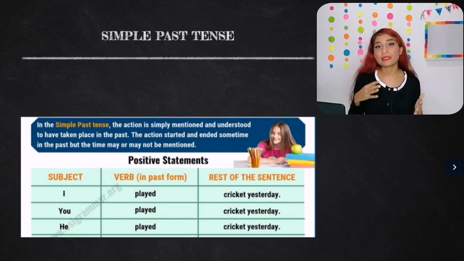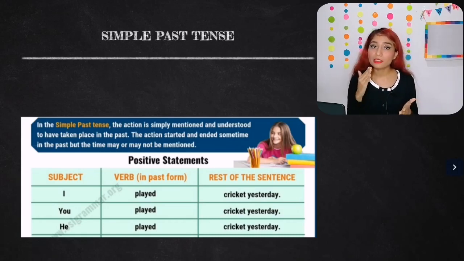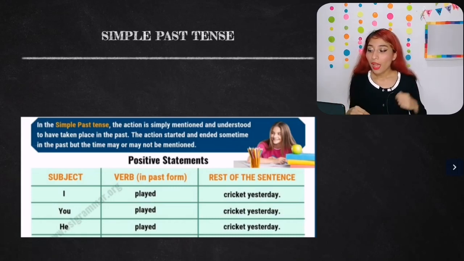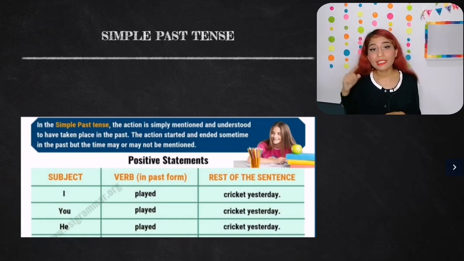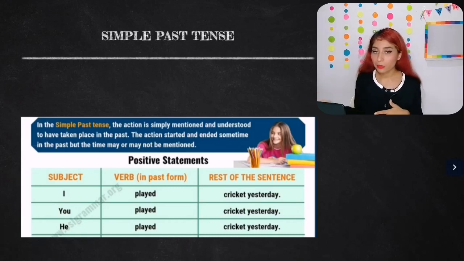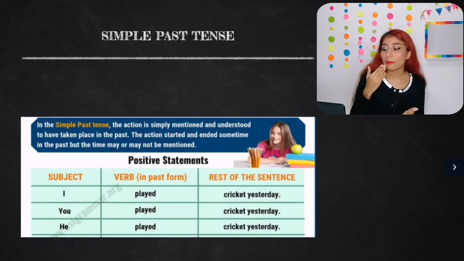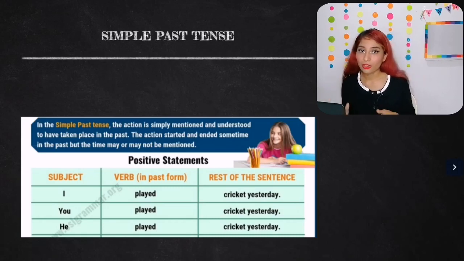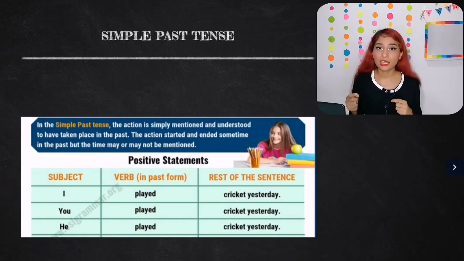And the structure is super simple. Remember that we always start our sentences with the subject, in this case, I, you, or he. Next to the subject, we use the verb in the past form. In this case, the verb is play, played in past. I played cricket yesterday. That's the complement, the rest of the sentence. You played cricket. He played cricket. Okay, it's not necessary to mention yesterday.